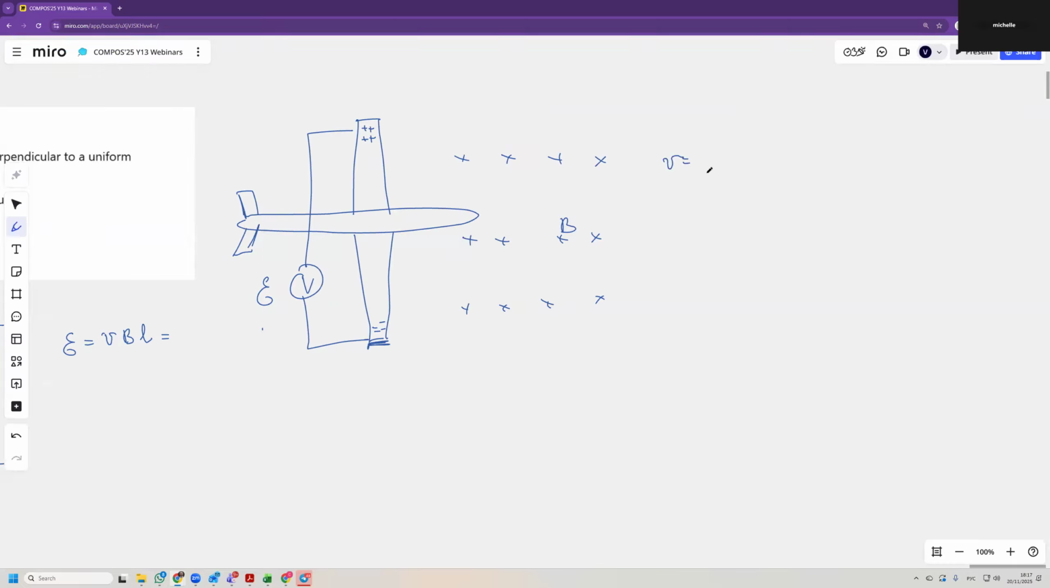So if the speed of an airplane is about 200 meters a second, the wingspan of an airplane is about 60 meters for a big plane, and the magnetic field of the Earth is approximately 10 to the minus 5 Tesla. So the EMF is approximately 200 times 60 times 10 to the minus 5, which is 1.2 volts. So not massive, right?